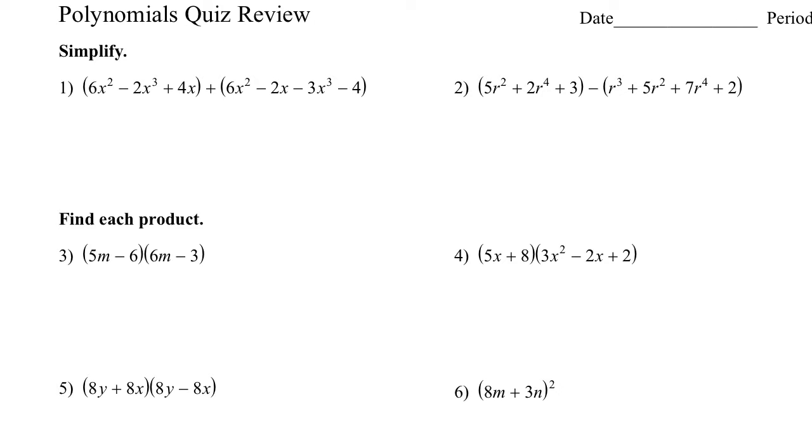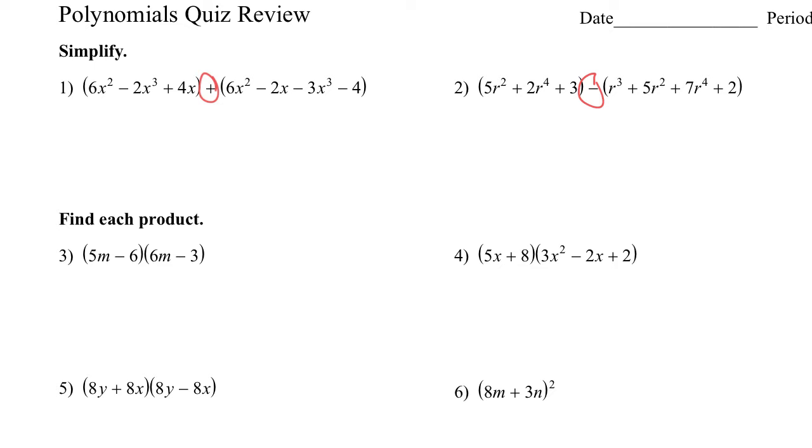So this quiz review will be the first of two, and then Wednesday we'll have our quiz. So the first one simply says simplify. So you just do what it says. If it says to add, you add. If it says to subtract, you subtract. Multiply, multiply. So this one says add, and the next one says subtract.